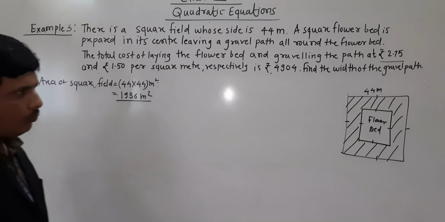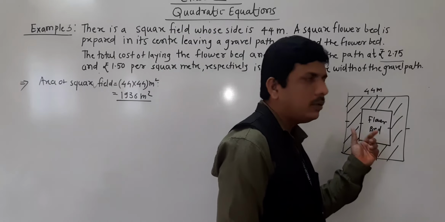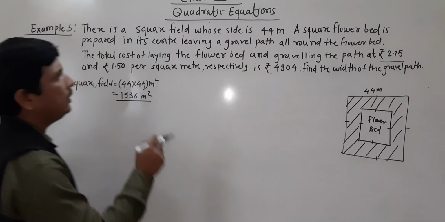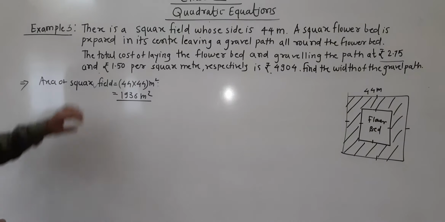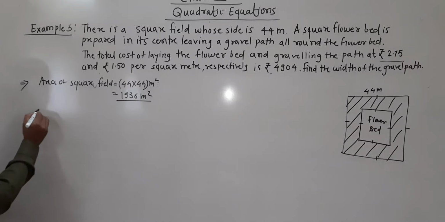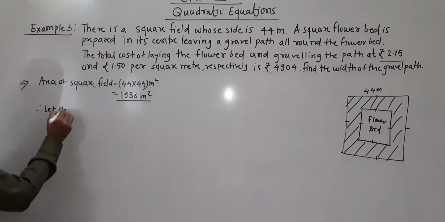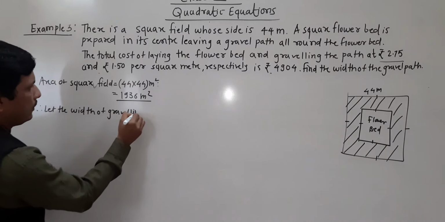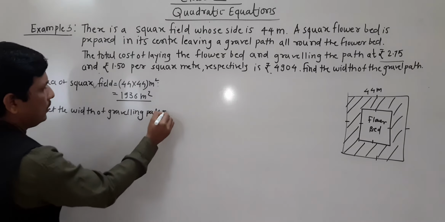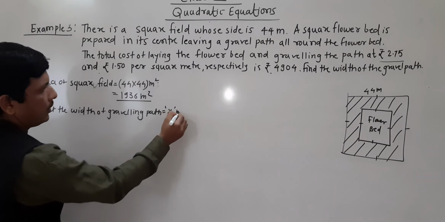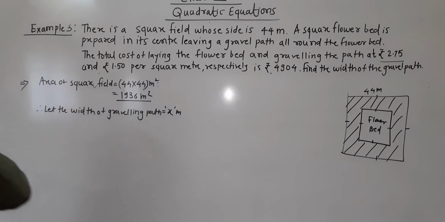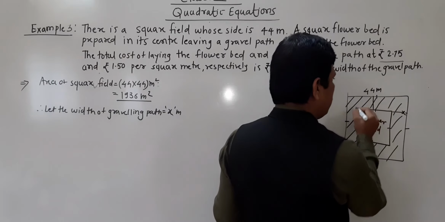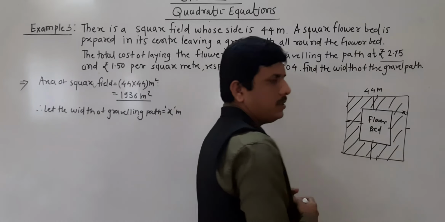Now we need to think about the flower bed area, but we don't have the side of the flower bed. But we can decide. Suppose we think about the graveling path. Let the width of the graveling path be x meter. Suppose we have taken the width as x meter, meaning this distance is x meter. This distance is x, from this side also x.